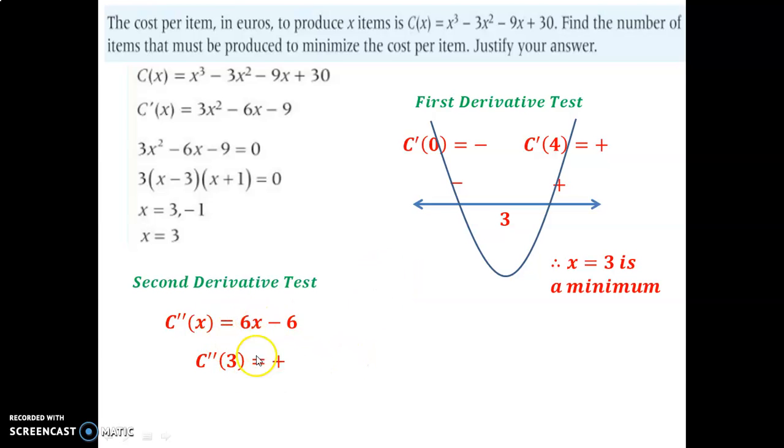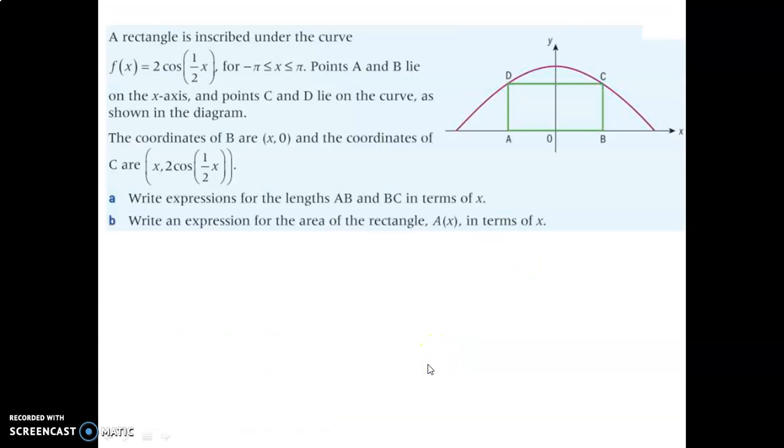Some students find the second derivative test easier to use than the first because you just put the value right in the second derivative. All you have to do is take the first derivative, then the second, and put the value right in there. Might be easier than doing all this. All right, good. So this tells us it's concave up, and therefore x equals 3 is a minimum. Two ways to check.